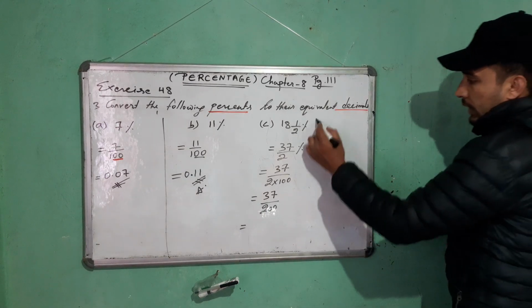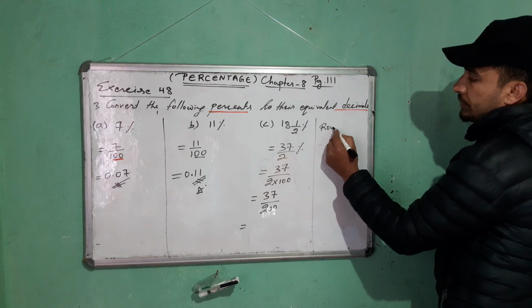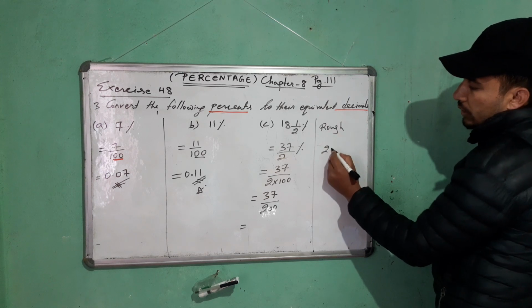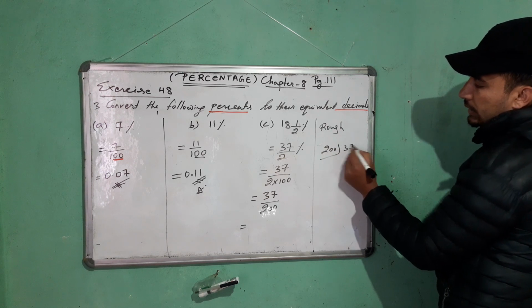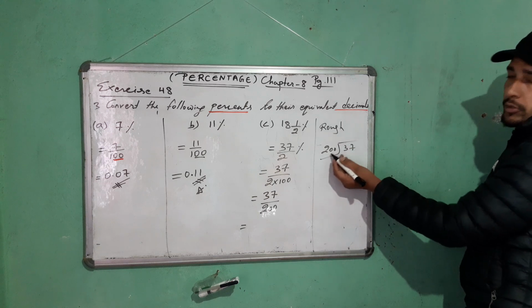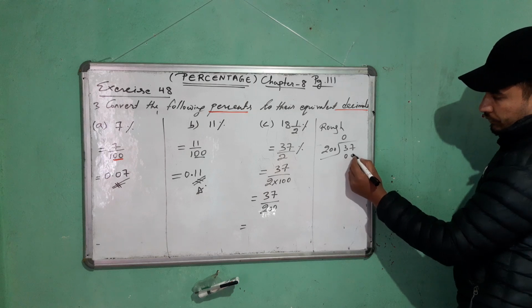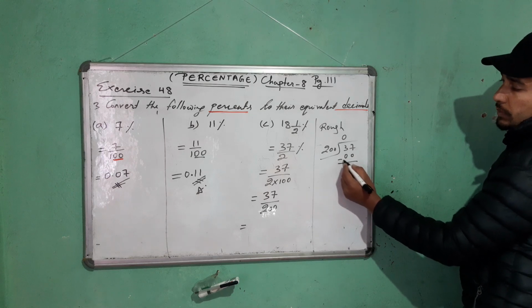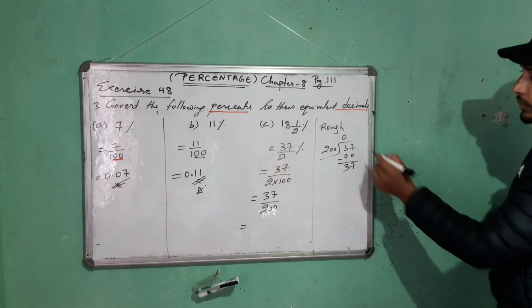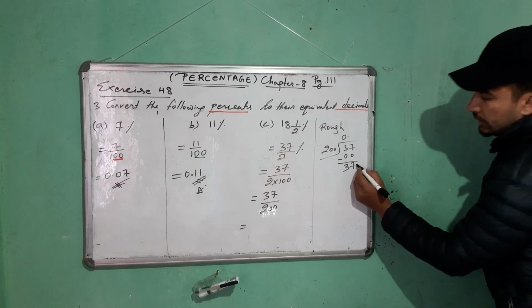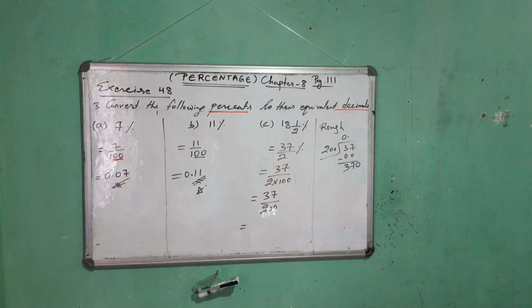Let me do the division. This is rough work. 200 divides 37, so you cannot divide. 37 is smaller than 200. So 0 times 200 is 0. Subtract, it is 37. Now you put a point here and you put 0 here. You know how to divide, isn't it?